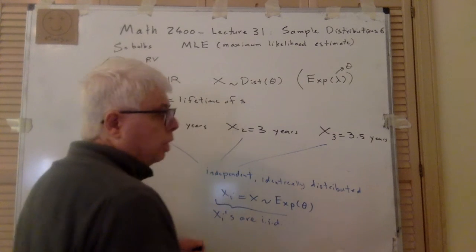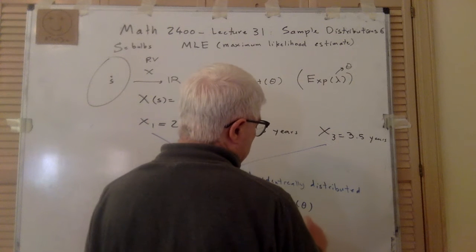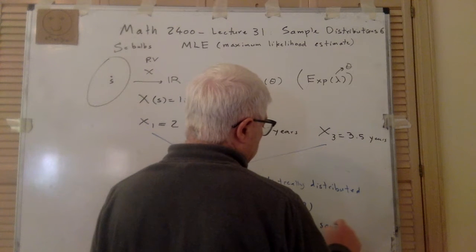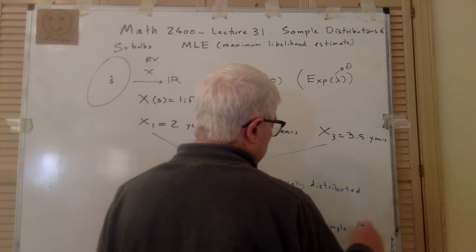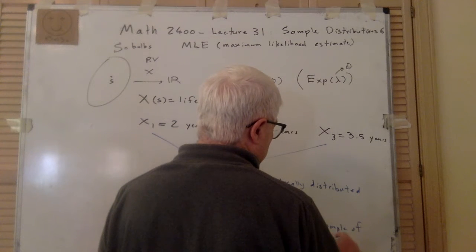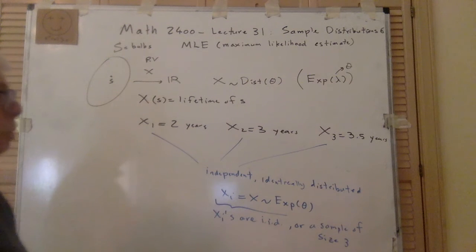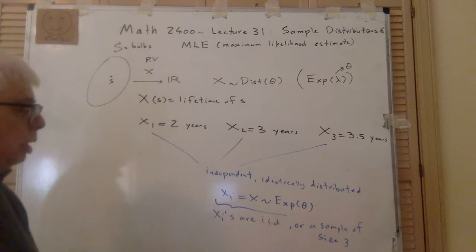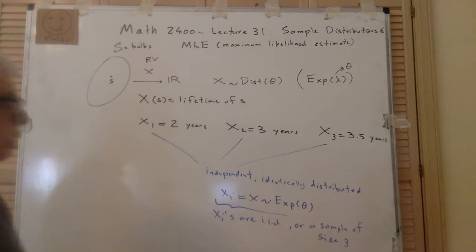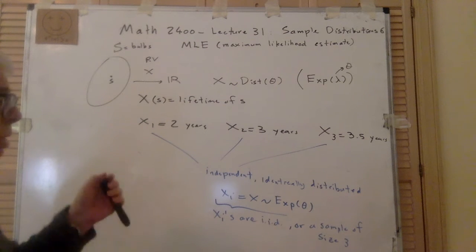Or a sample of size 3. Okay, so now we are back to what we had before. Since it looks like that, it has the same feeling that we have independence and identically distributed. They are identically distributed, and so it's like a sample of size 3, in this case 3.